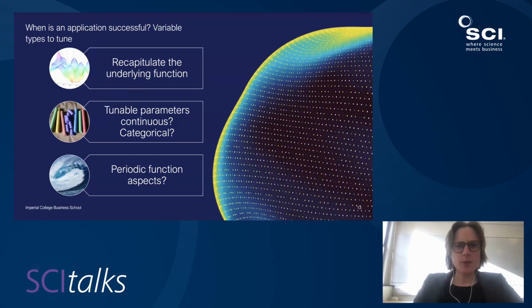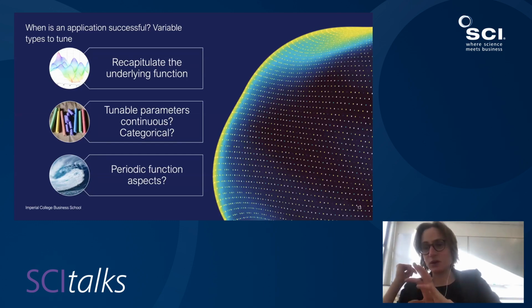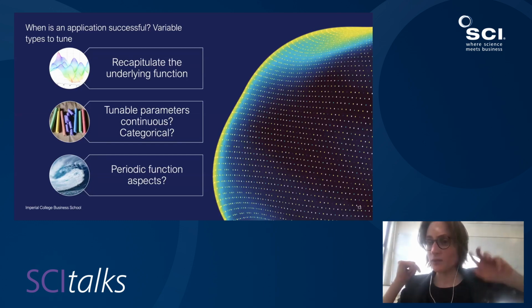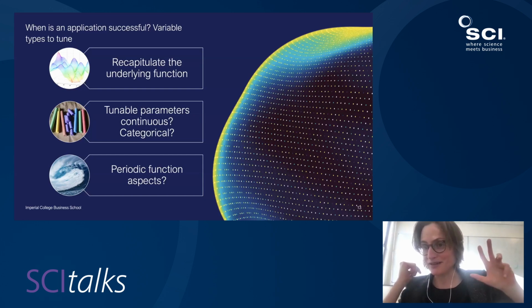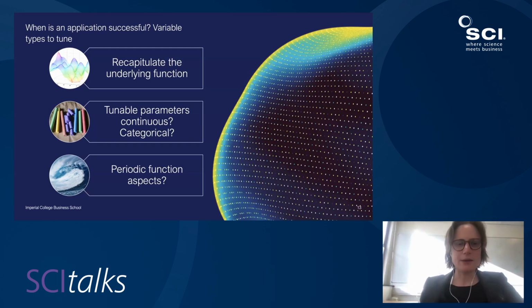All right, another thing about what makes an application successful. I already said that we find Bayesian optimization and active learning techniques most useful when we know less about the underlying system. If we really understand the underlying system, we probably want to do parameter estimation and figure out what the parameters of an ordinary differential equation are. But there are still areas within this field where people think about how they can tune things to recapitulate the underlying function.